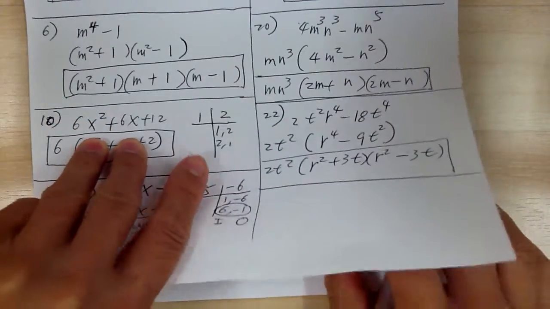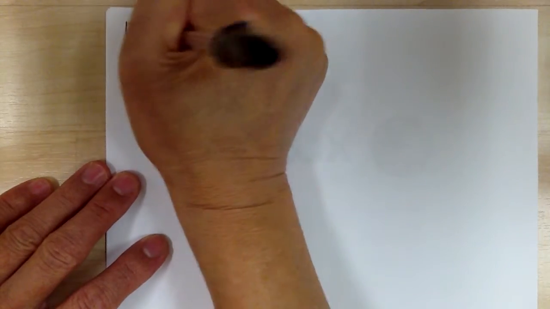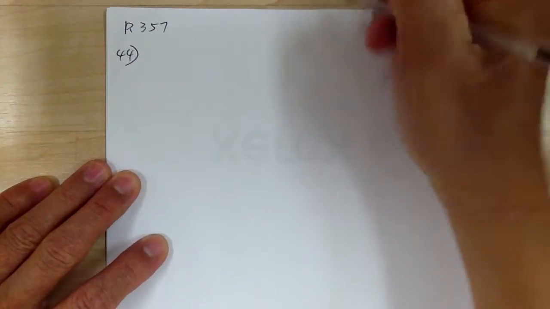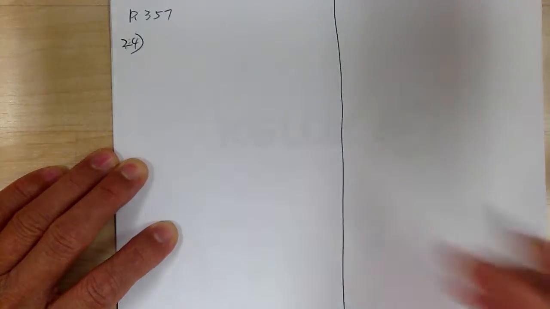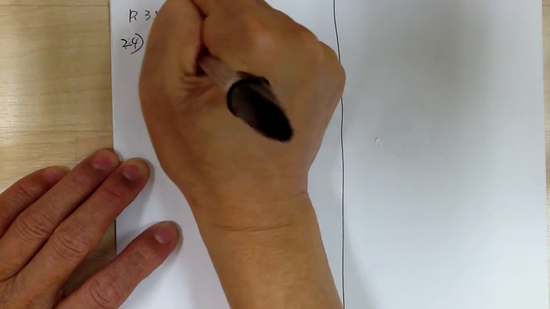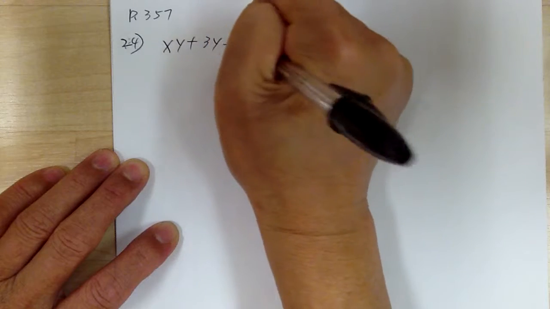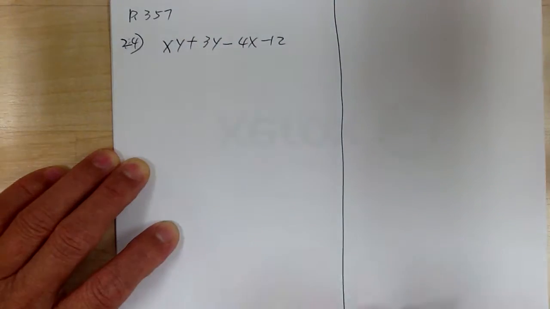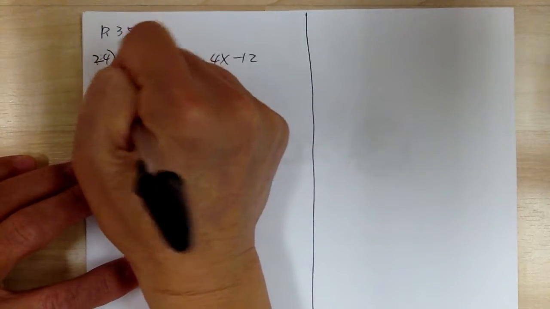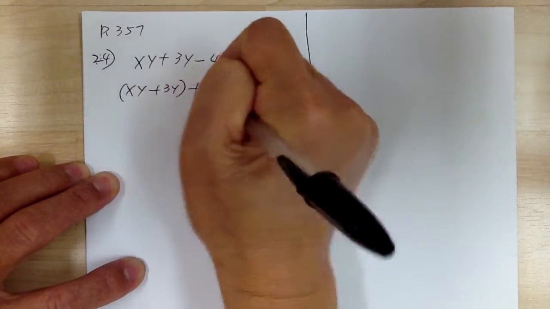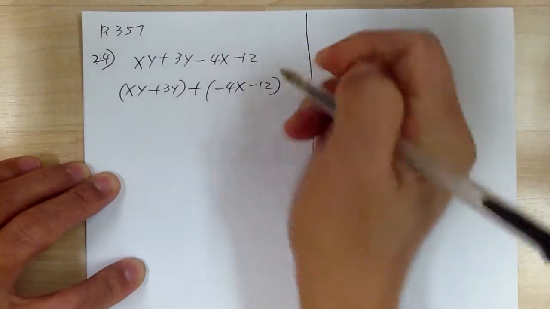Okay, let's go to number 24. Okay, you have xy plus 3y minus 4x minus 12. So step 1, common factor, cannot. So you go to step 2, 4 terms, so it's grouping. So you've got xy plus 3y plus negative 4x minus 12.